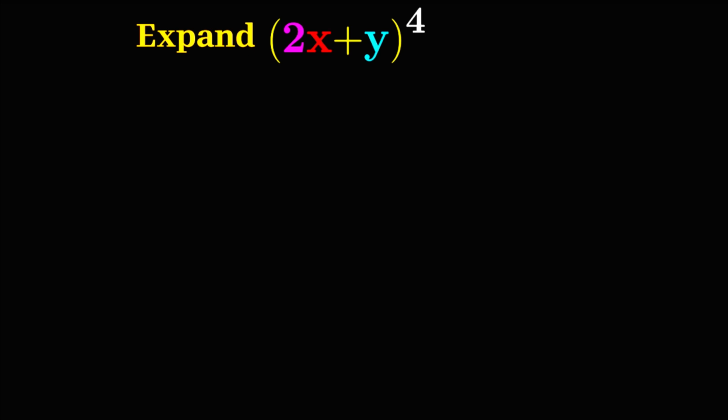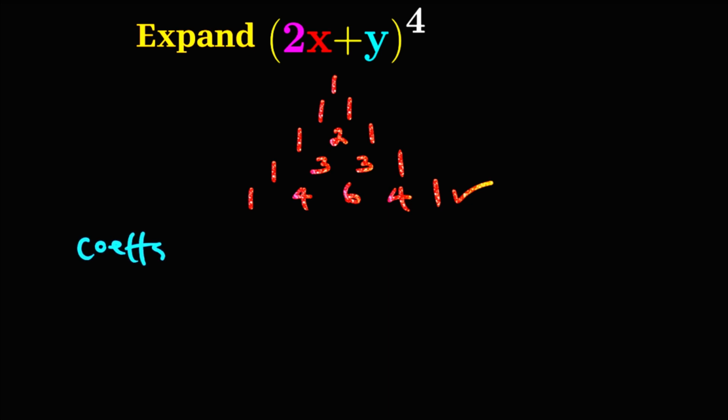So when the power is 0, the coefficient is 1. When the power is 1, the coefficient is 1 and 1. Then from there, we just say 1 plus 1, that is 2. Then you put 1 and 1. Then 1 plus 2 is 3. 2 plus 1 is 3. Then you put 1 and 1. 1 plus 3 is 4. 3 plus 3 is 6. 3 plus 1 is 4, and 1 and 1. So this is what we're going to use as the coefficients: 1, 4, 6, 4, 1.